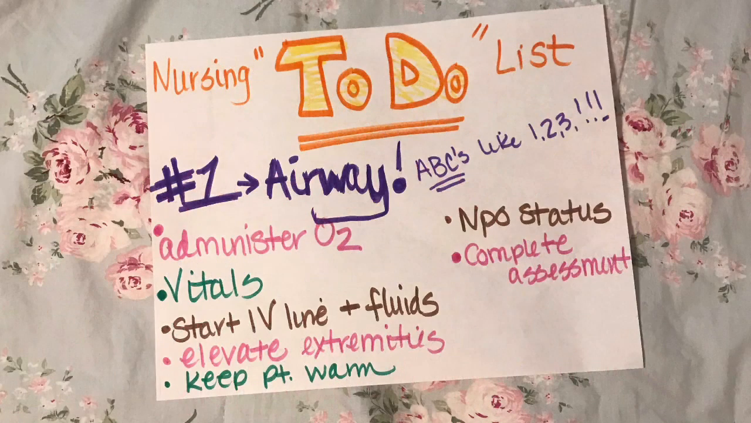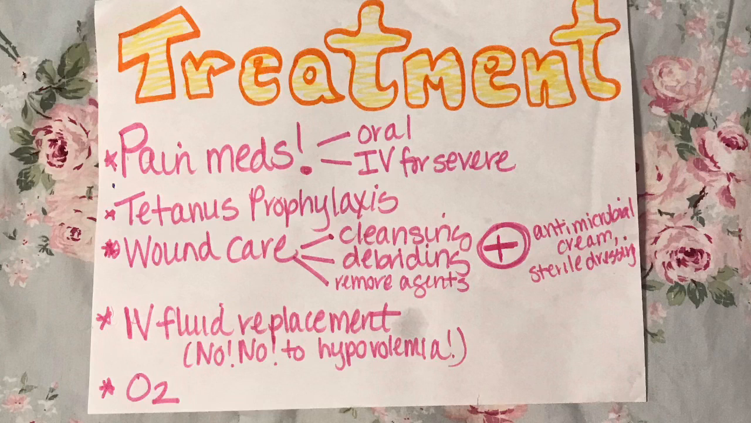So our nursing to-do list, 1, it's all about the airway. Maintain that patent airway. So we want to focus on our ABCs. We're going to be administering oxygen. We're going to be constantly taking the vitals. We're going to start an IV line and run fluids, again, to prevent hypovolemic shock. We want to elevate the extremity. We want to keep the patient warm. We will put that patient in NPO status. And then we're going to make sure that we do a complete assessment once all of those interventions are underway.